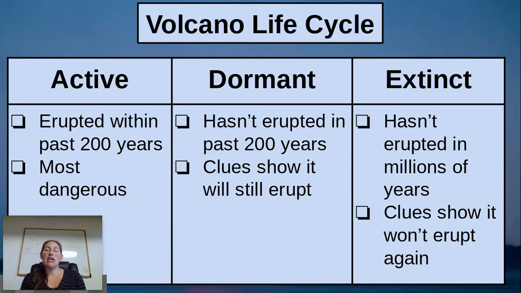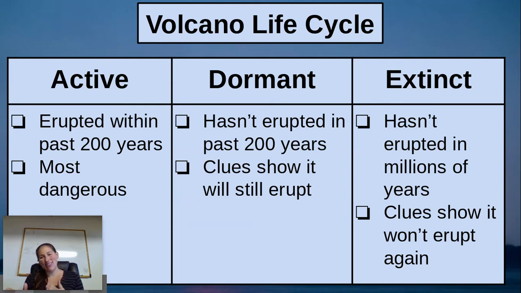Then we can have a dormant stage. So whenever I think of the word dormant, I think of asleep. So in a dormant volcano, it hasn't erupted in 200 years, but scientists have used clues to show that it's still probably going to erupt at some point. So even though it hasn't erupted in the past 200 years, they look at temperature and pressure below the Earth's surface and they're thinking, yeah, that one's not extinct. That one's going to erupt again.